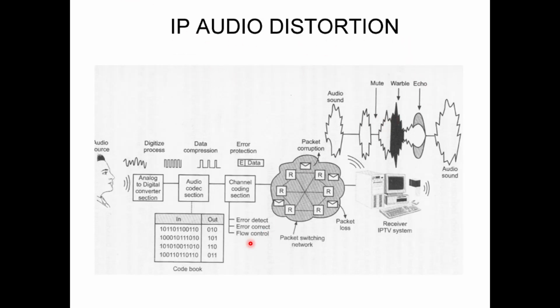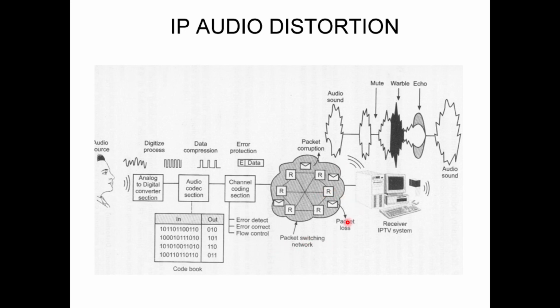So here you can see, as we have seen in the voice coders, you will have a voice code book. Okay, here digital conversion happens, coding happens, channel coding happens. Here in the channel coding section you are having error detection, error correction and flow control. That is, whatever the transmission and receiving flow is, the data rates must be the same. Okay, and this is your packet switching network.